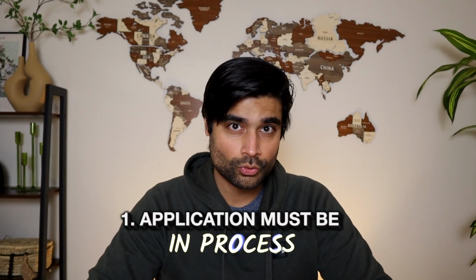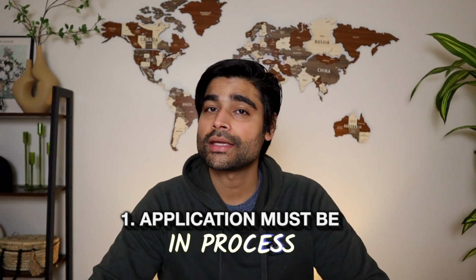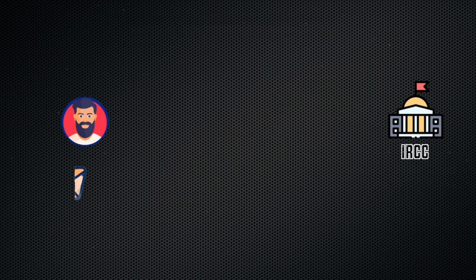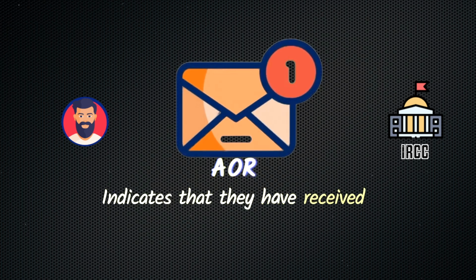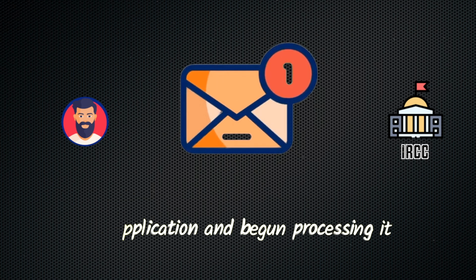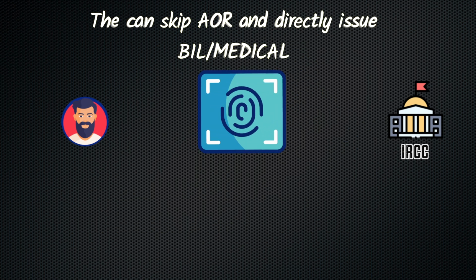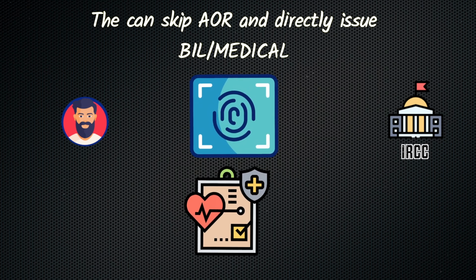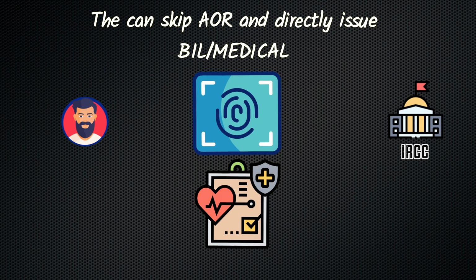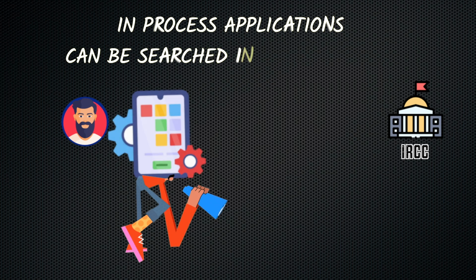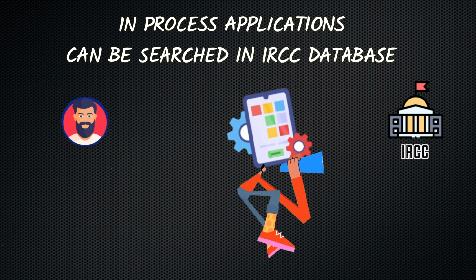Number one, for this tool to work, like we discussed, your application must be in process. For example, for permanent resident applications, most of the time IRCC will send you an acknowledgement of receipt email or an AOR email to indicate that they've received your application and now it's in the system for processing. Sometimes they would just skip past this AOR email and directly send you a biometrics or medical request or any other correspondence specific to that application, which also indicates that they've put that application in the system, they've locked it in, and now if you try to use any of the online tools, they should likely be able to search that application.